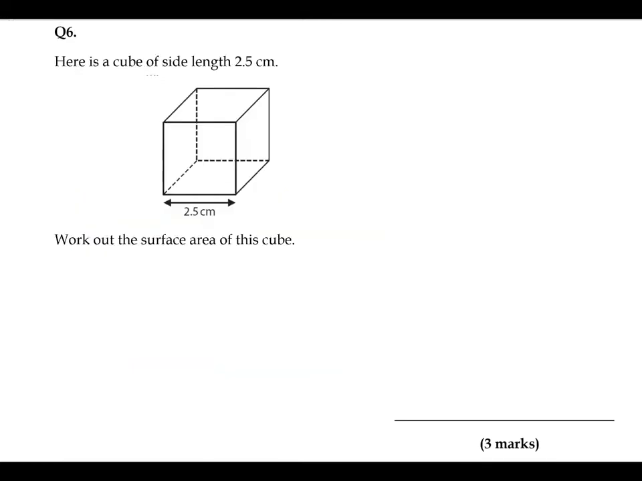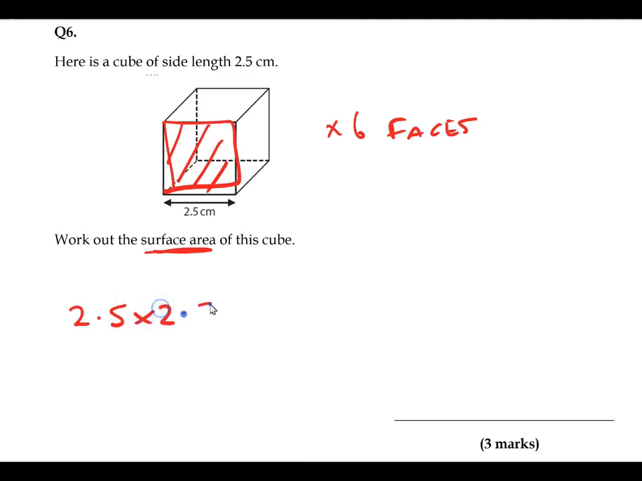Question 6. Here is a cube of side length 2.5 centimeters. Work out the surface area of this cube. So if we work out the area of the face that's facing us and multiply it by 6, because there are 6 faces, that will give us our surface area. So the area of the face that's facing us is 2.5 centimeters times 2.5 centimeters, which is 6.25 centimeters squared.